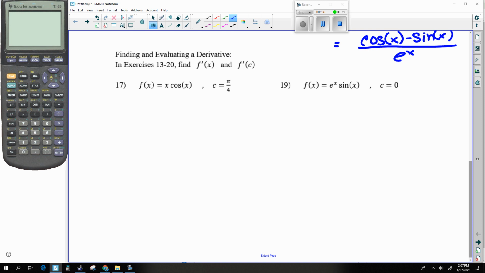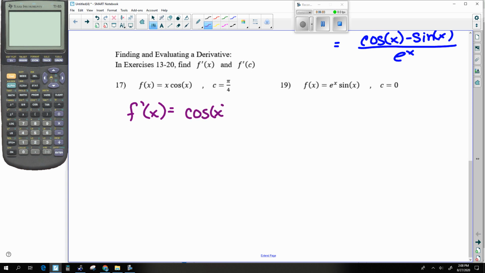Finding and evaluating the derivative. So here, ultimately, what we're going to find is f prime of c, which means I'm taking the derivative at a point. To take a derivative at a point, what you first need to begin with is the derivative. So I find the derivative. So here we go. What is the derivative? I take the derivative of x, which is 1.